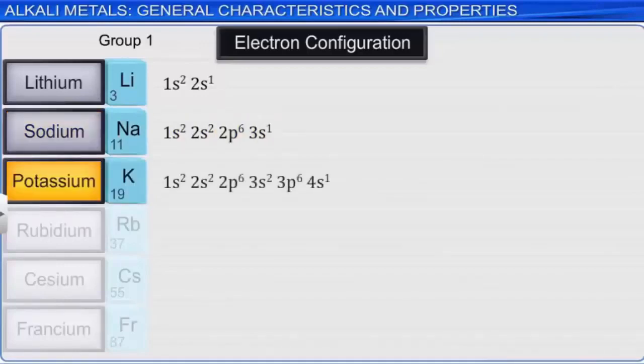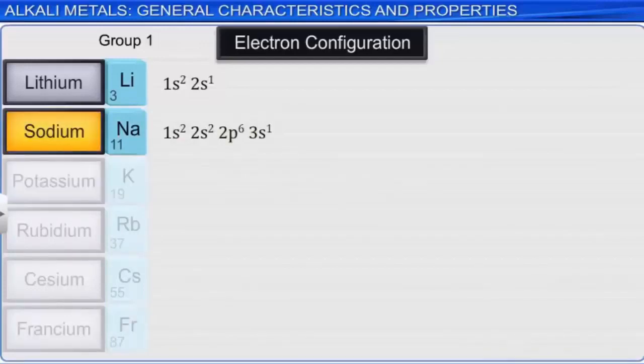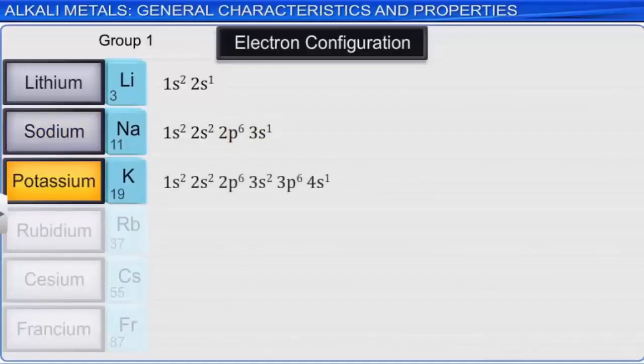Similarly, potassium, whose atomic number is 19, has the electronic configuration 1s2, 2s2, 2p6, 3s2, 3p6, 4s1. Up to 3p6, there are 18 electrons: 2 plus 2, 4 plus 6, 10 plus 2, 12 plus 6, 18. The inert gas with 18 electrons is argon. Instead of writing up to 3p6, we can write argon in bracket and 4s1.